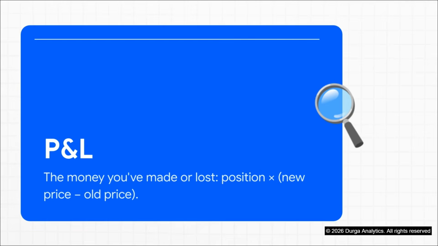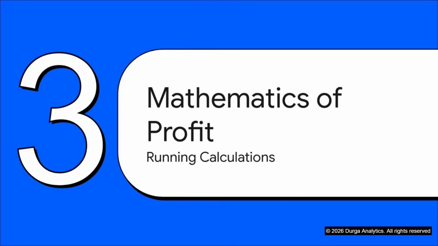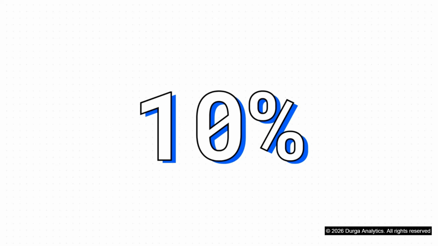It mathematically determines if you made or lost money on any given market move. Moving on to section 3, the mathematics of profit. Let's actually run these calculations. Let's test our new vocabulary with some hard numbers, focusing on that exact same gas price move from £30 to £33 we talked about earlier.